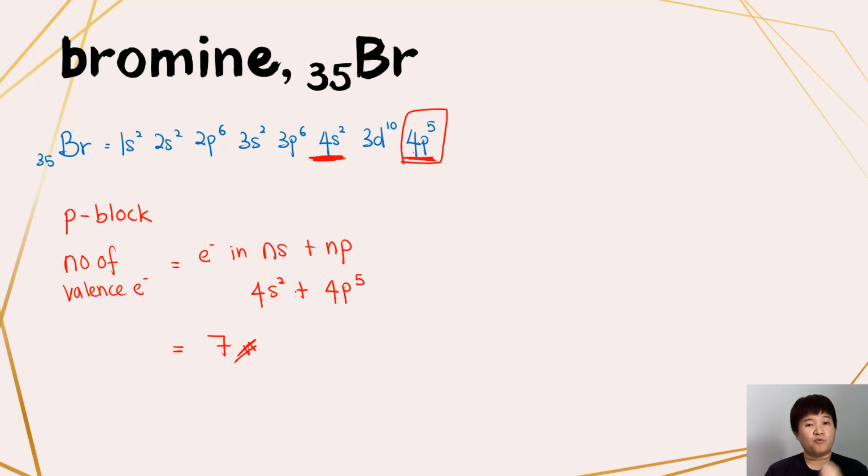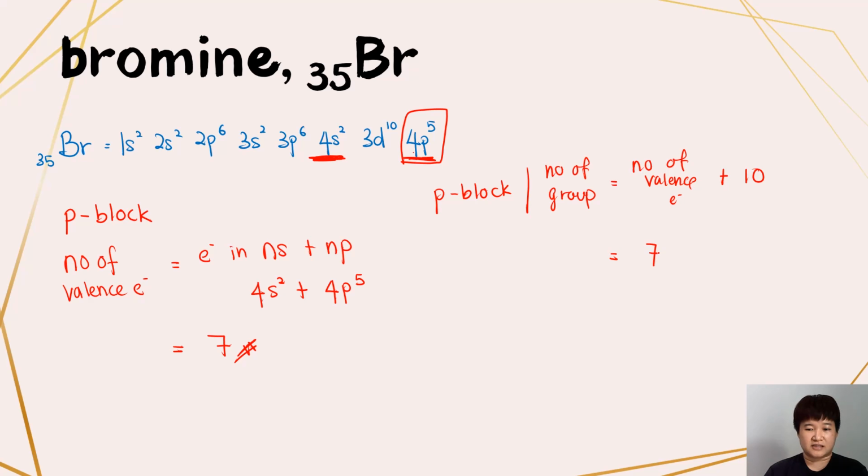Okay, and what would be the group? For the p block, the group number equals the number of valence electrons plus 10. So the group number will be the number of valence electrons, 7, plus 10. So bromine will be in group 17.